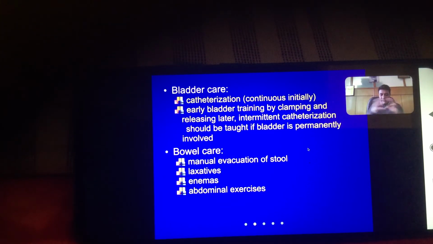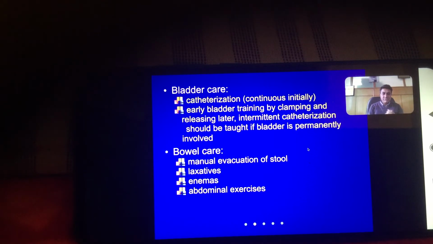It will be contracted. So to prevent the contraction of the bladder, if you have put the catheter, you clamp the catheter, and intermittent release of the catheter should be done. And later on, the catheter shouldn't be kept permanently. If a patient doesn't recover from the neurological deficit, if he has continuous bladder problem, then intermittent catheterization should be taught to the patient or patient party to evacuate the urine.